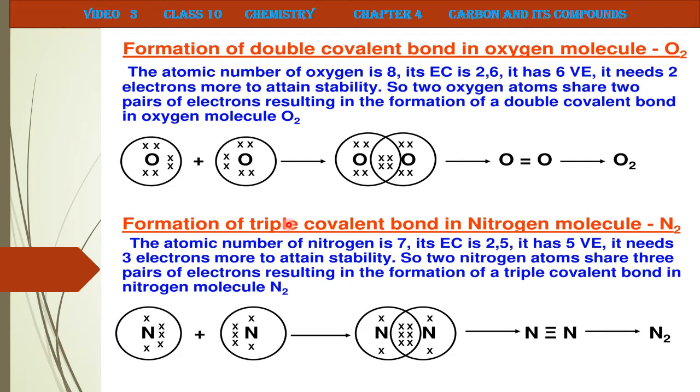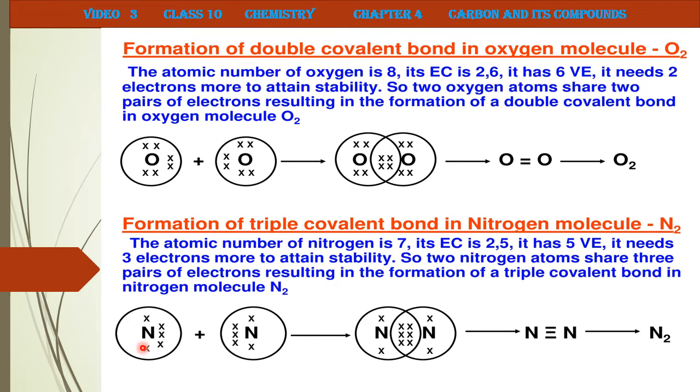Let's see the formation of the triple covalent bond in the nitrogen molecule N2. The atomic number of nitrogen is 7. Its electronic configuration is 2, 5 and valence electrons 5. It needs 3 more electrons to attain stability. So 2 nitrogen atoms share 3 pairs of electrons, resulting in the formation of a triple covalent bond in the nitrogen molecule.